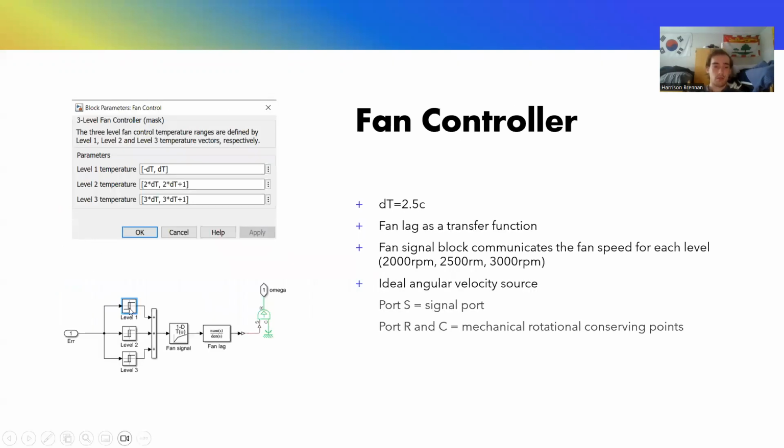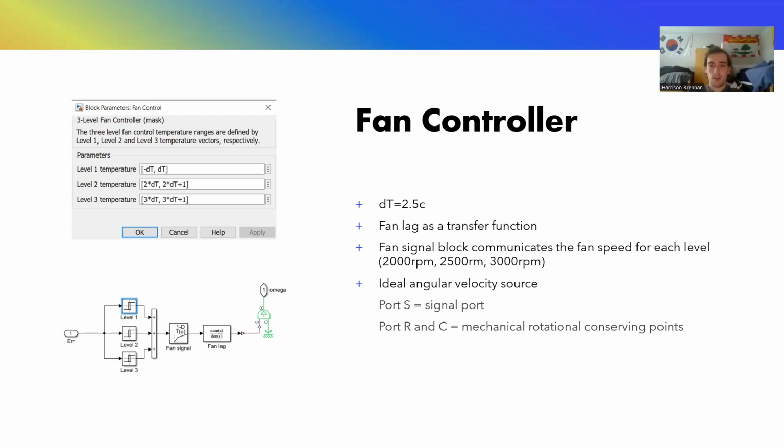And as you can see, these are the three relays down here in the subsystem, and they basically represent each level of speed, and they are activated based off of the change in temperature, which is 2.5 degrees Celsius. And the first one is turned off when it goes below 2.5 degrees Celsius, and then turned on when it goes to that change in 2.5. The next one is 2 times 2.5, it turns off. 2 times 2.5 plus 1, it turns on, and so on. And the fan speeds are 2,000, 2,500, and 3,000 RPM.